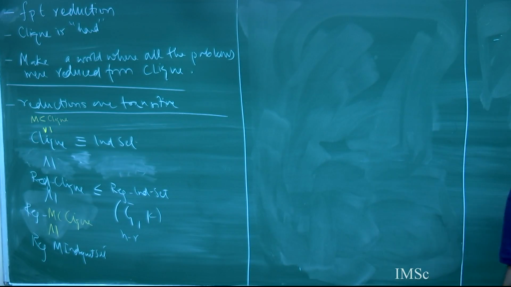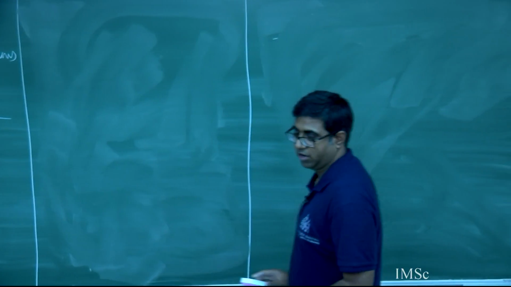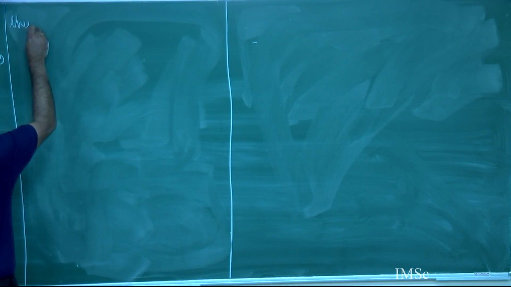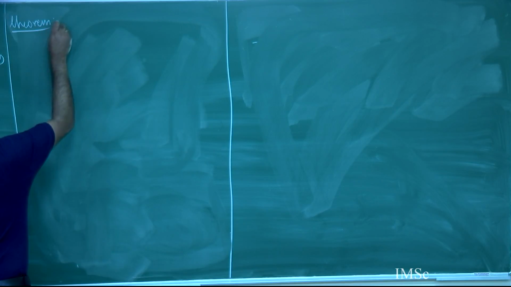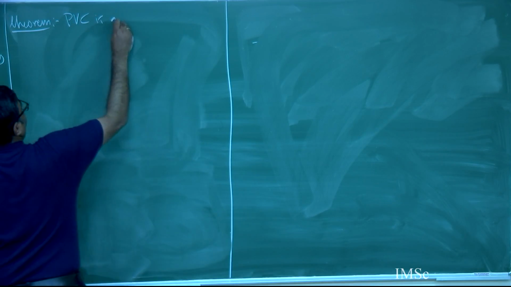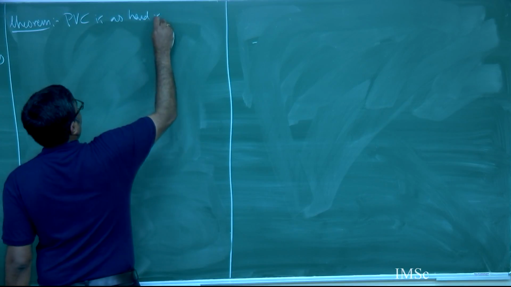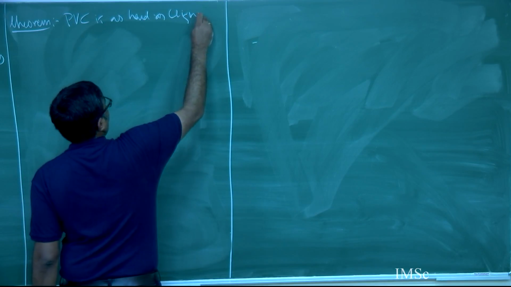Okay, as I told you last time, I would like to show that partial vertex cover is hard. What I want to say, prove the following theorem: partial vertex cover is as hard as clique. Okay, I'm still not using any jargon. All I'm saying is that these are simple reductions starting from clique which preserve the parameter, right? And most of the reductions are polynomial time reductions, right?